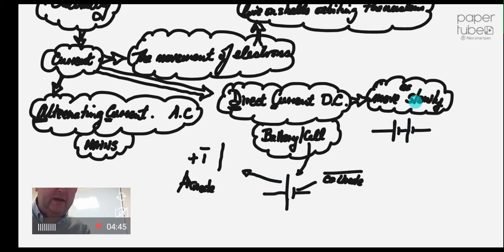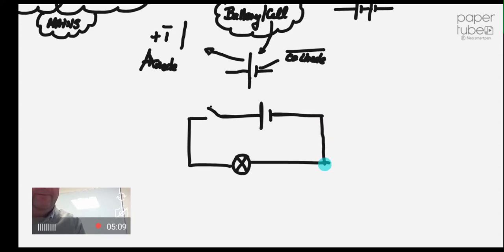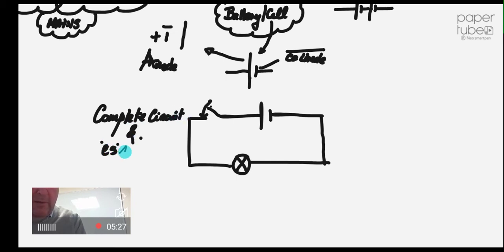So let's see, could we then show a simple circuit? The simplest circuit you're ever going to get is something like this. There's your battery, there's a switch. Notice that the switch is always on the positive side. And there's a bulb, something like a My Little Pony torch. There are two important things whenever I close this switch. When I close the switch, two things happen. I complete the circuit, and the other thing is the electrons move. So that's the two things.